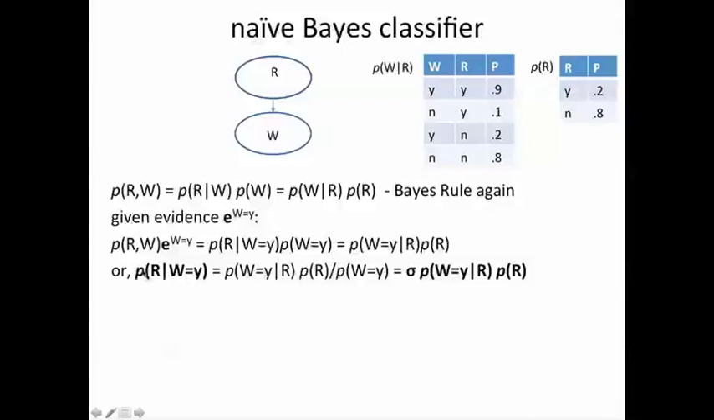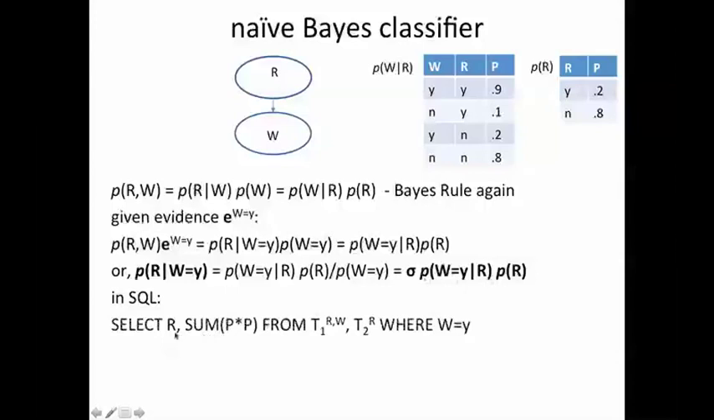Study this carefully, so that what we want is the a posteriori probability of R given the evidence, which is simply proportional to the likelihoods multiplied by the prior. In SQL, we can write this as select sum of P times P from these two tables where W equal to yes, and R equal to R, because we have to make sure that we're joining these tables on the common attribute R, and finally grouping by R.